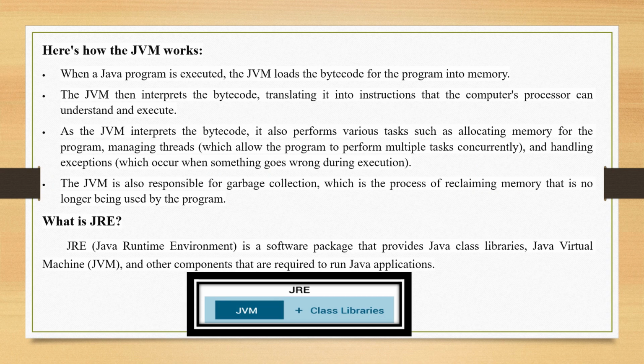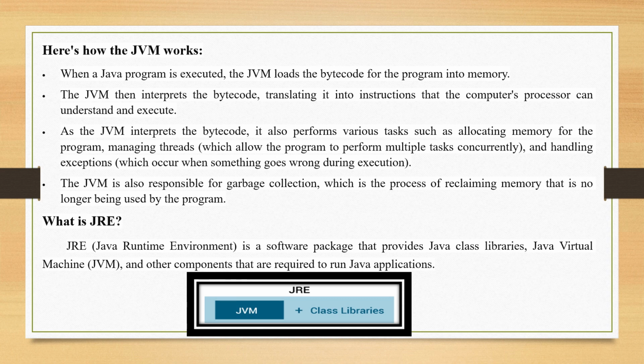Here we will see how the JVM works. When the Java program is executed, the JVM loads the bytecode for the program into memory. Then the JVM interprets the bytecode, translating it into the instructions that the computer processor can understand and execute. As the JVM interprets the bytecode, it also performs various tasks such as allocating memory for the program, managing threads, and handling exceptions. It is also responsible for garbage collection.